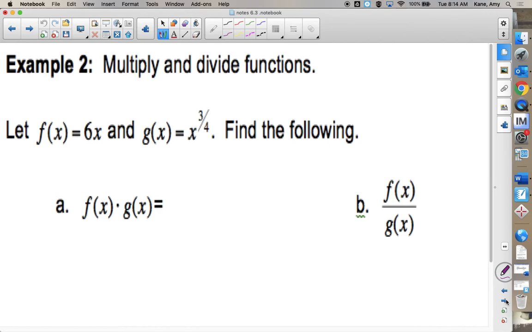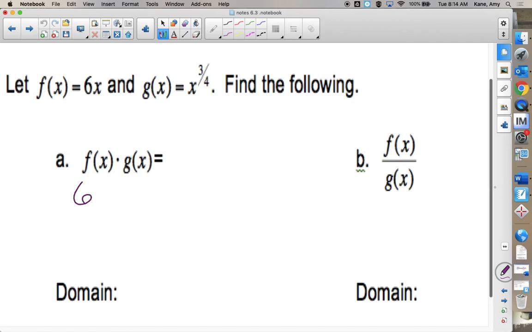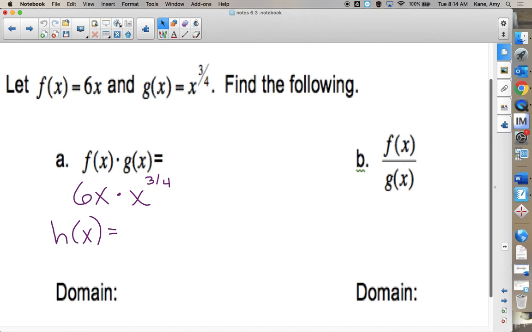So this one says we want to find f of x times g of x. And we have two different functions. One is a linear function, the other one has an exponent to it. So we want to take f of x times g of x. So 6x times x to the 3/4. So this now goes back to all the concepts that we've been working on. How would you simplify 6x times x to the 3/4? Peter? You would add exponents of x.